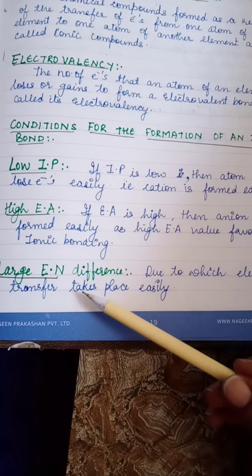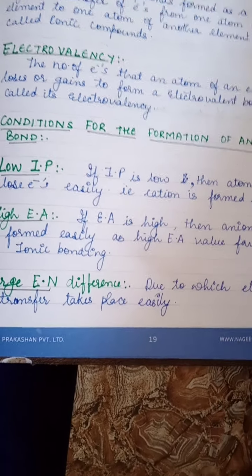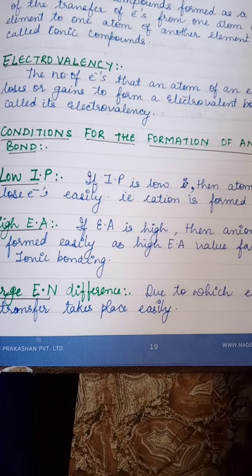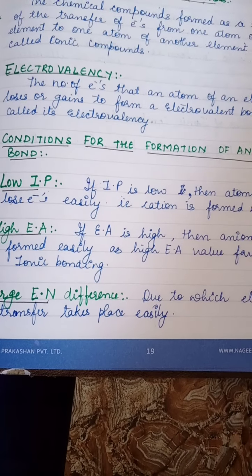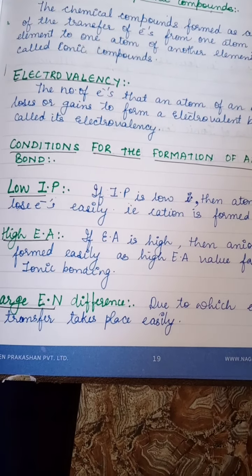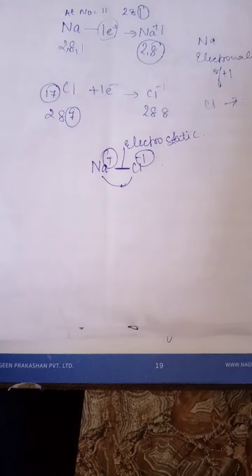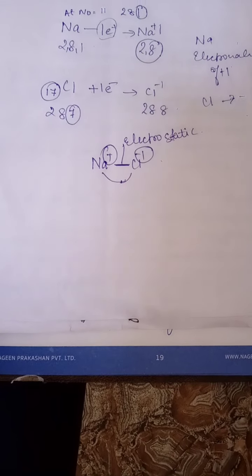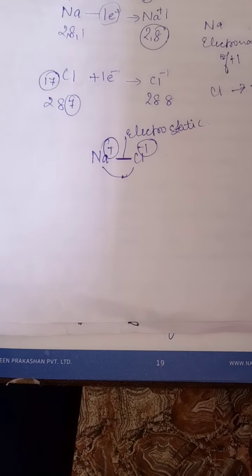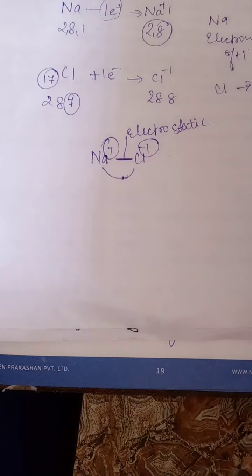Now, last is large electronegative difference. Children, what do you mean by electronegative difference? You have studied what electronegativity is. Electronegativity is the tendency of an atom to attract the shared pair of electrons towards itself. These elements have electronegative values also. You don't have to remember these electronegative values, because they will not be asked in the exam. But for example, I am explaining to you.